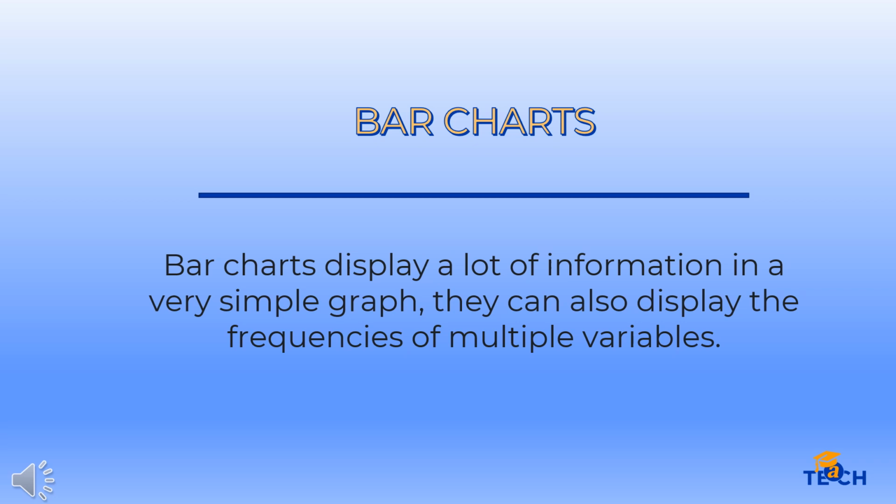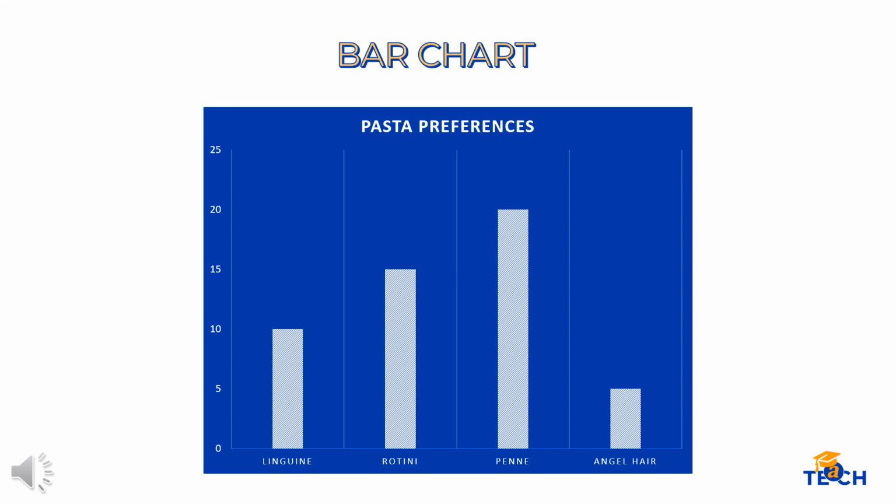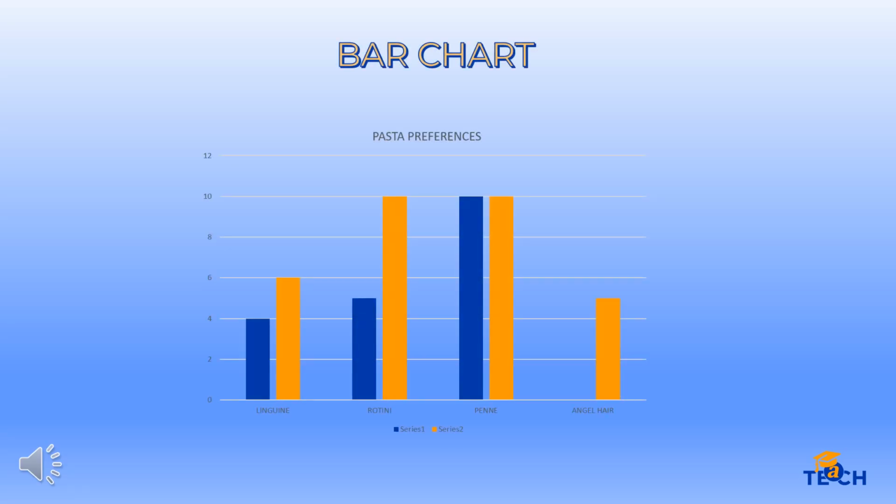They can also display the frequencies of multiple variables. Let's say we want to compare each of these pasta types with either white or red sauce. We can either stack the frequencies, so it gives us the same information as our contingency table, or we can have bar charts side by side.